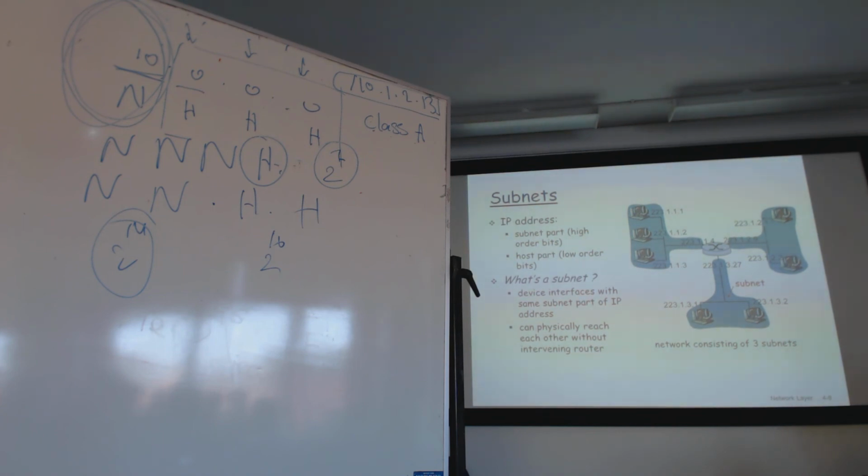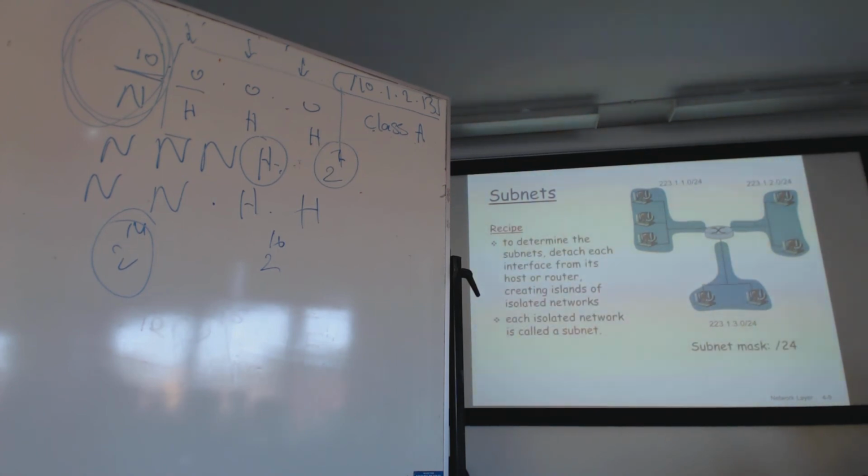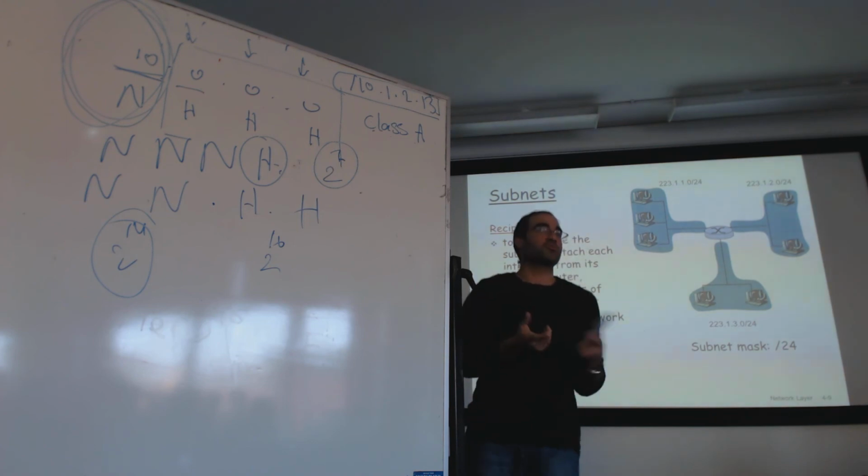How would I know exactly how many subnets? I detach the connections from all the routers. So look at the next slide here. The recipe to determine the subnets is to detach each interface from its host or router, creating islands of isolated networks. Each isolated network is called a subnet. How many subnets do you have here? Three. So what I'm doing is just detaching the actual connection to the router itself.